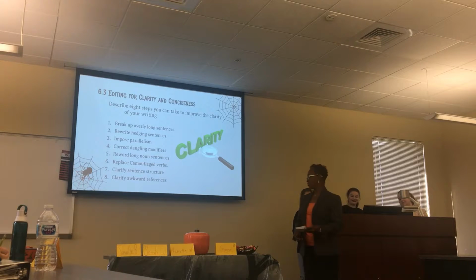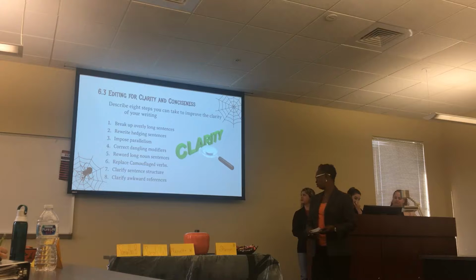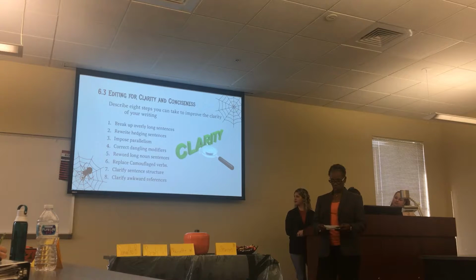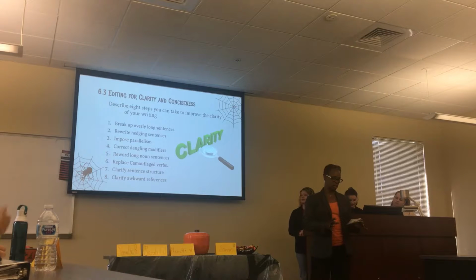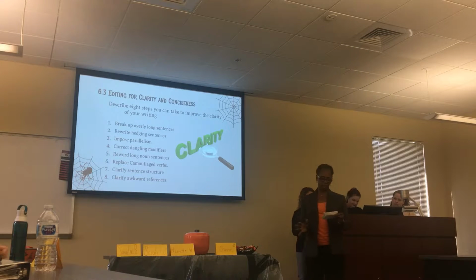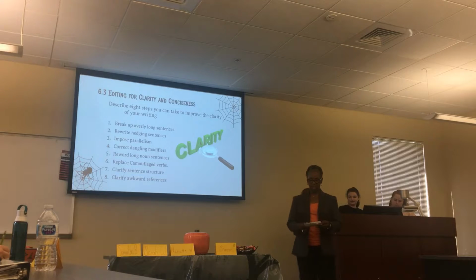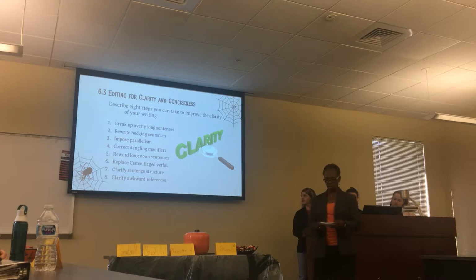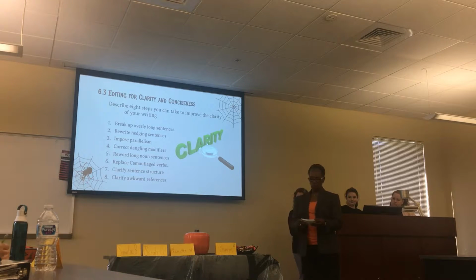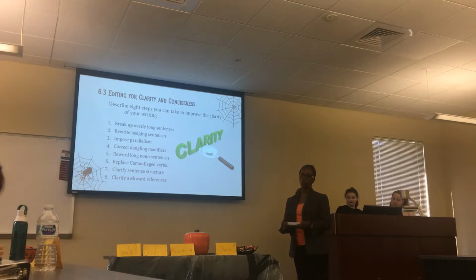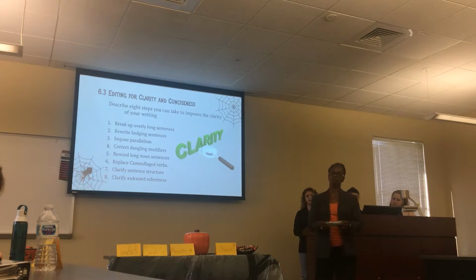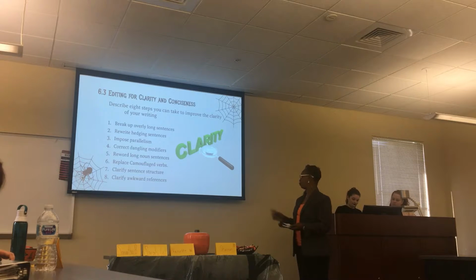And then number 7 is clarifying sentence structures. So this is when you have to keep the subject and the predicate of a sentence as close together as possible. And number 8, clarifying awkward references. If you want the reader to refer to a specific point in a document, you want to avoid vague references.